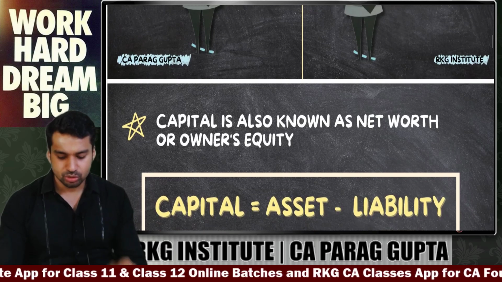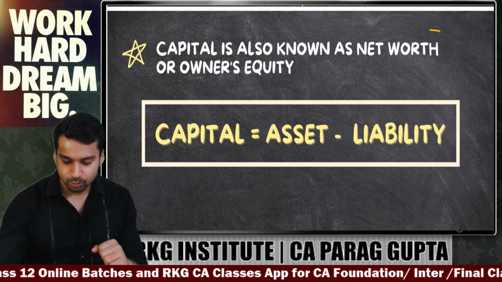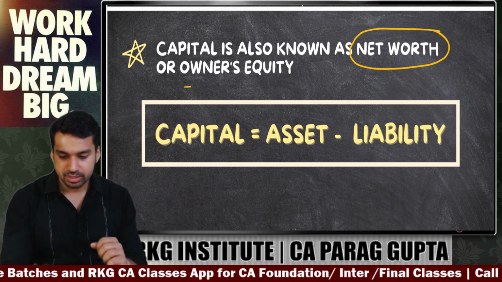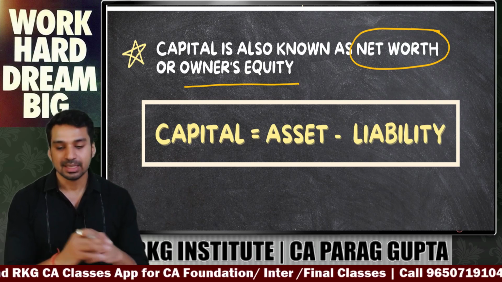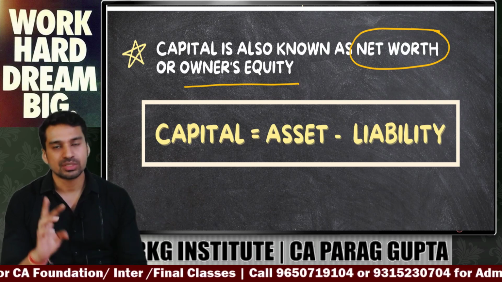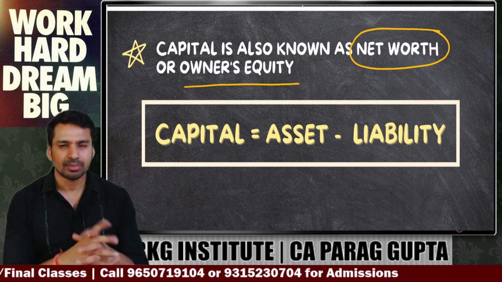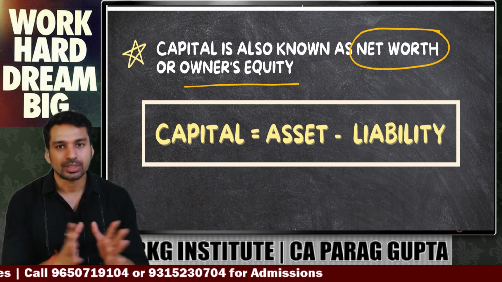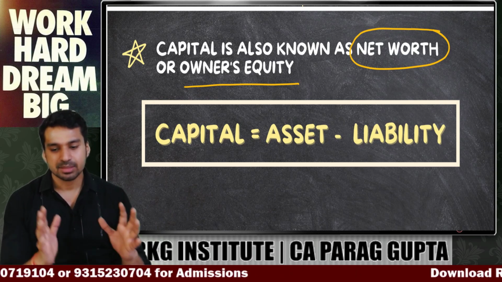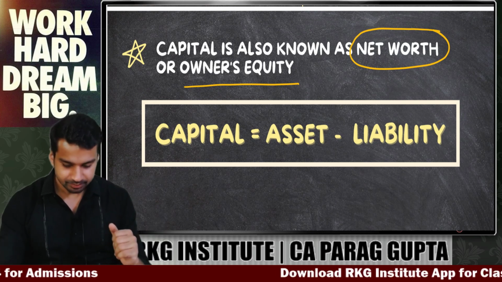And capital is also known as, there are two other terms for it, you must remember. One is net worth and other is owner's equity. So capital is net worth or owner's equity. It has one mathematical formula also which we will be covering in our chapter number 5, accounting equation, but you must remember for as of now that capital is equal to asset minus liability. What is asset, what is liability, we will be discussing later.